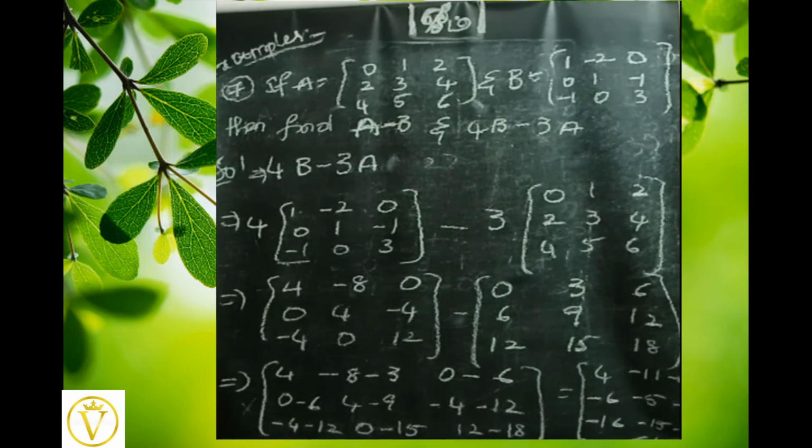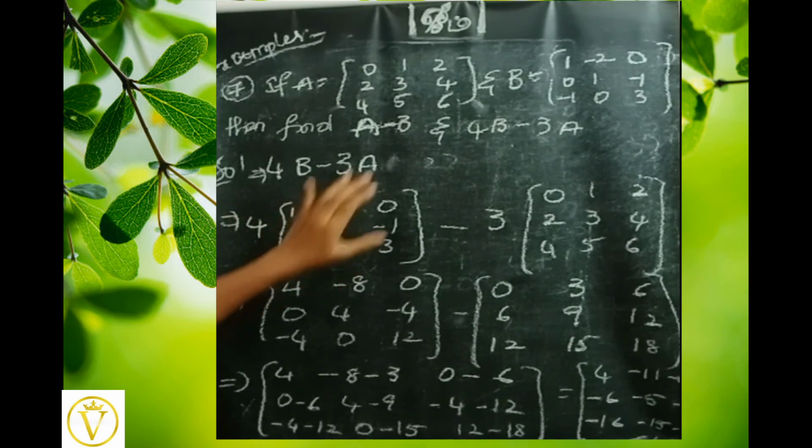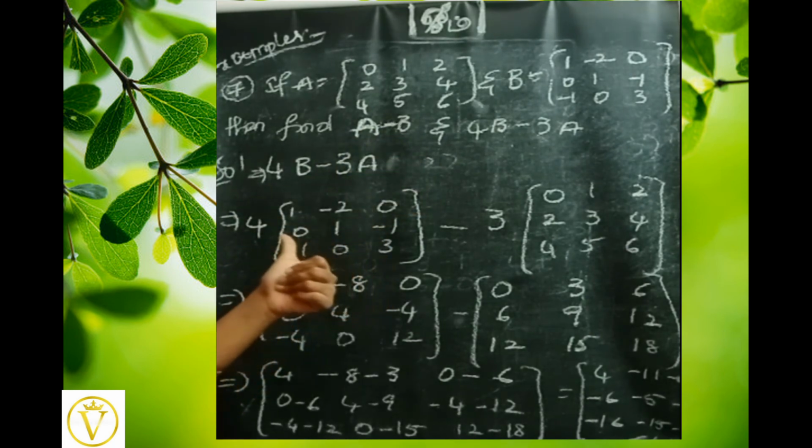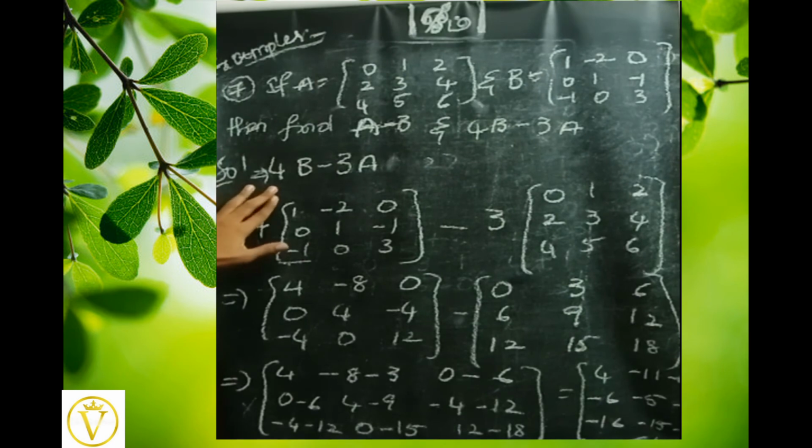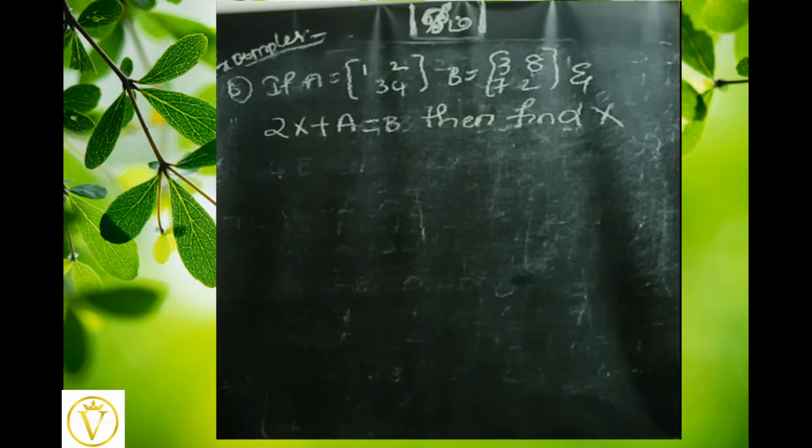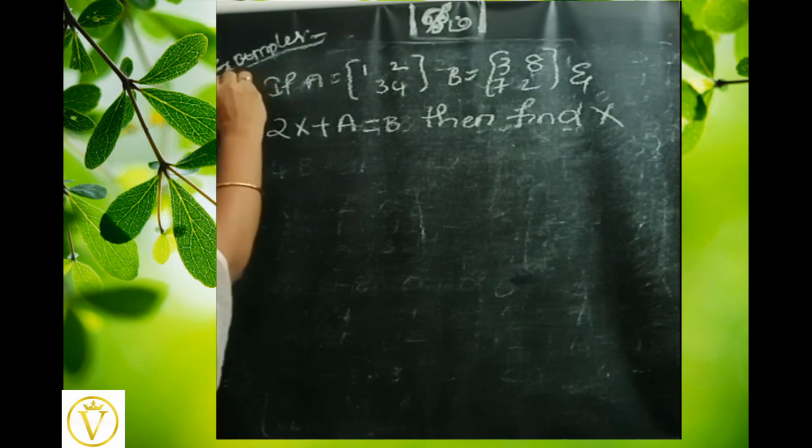Okay. For this we have to find out two matrices, A minus B. Before, we found out A minus B. Next we have to find out 4B minus 3A. Next we will go for another problem, problem 8.